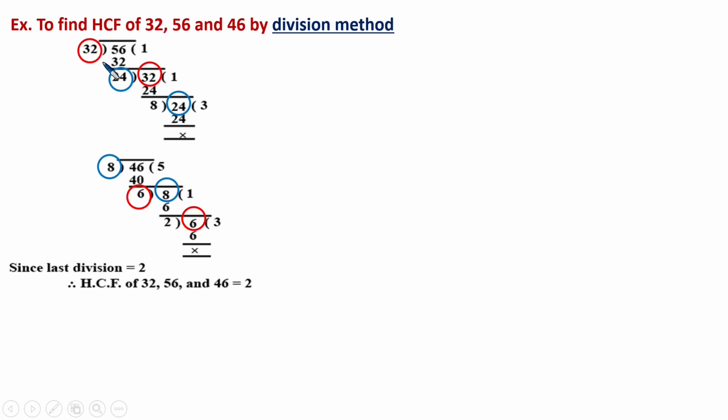So here I am doing the division. Here 32 goes into 56 one time. Please go through it, it is very simple. So you get this 32 here. The divisor will become the dividend, and you divide it with the remainder. Similarly, here this is the last divisor, so this is the HCF of these 2 numbers, which we discussed earlier. Now you have this 8 and then 46 remaining. So you keep on doing it till you get 0 here. So since the last divisor is 2, we call the HCF of 32, 56 and 46 as 2.